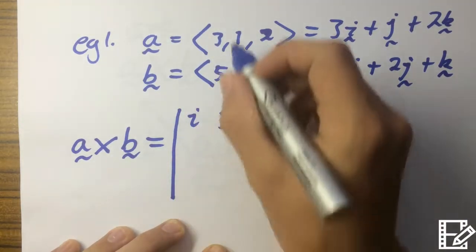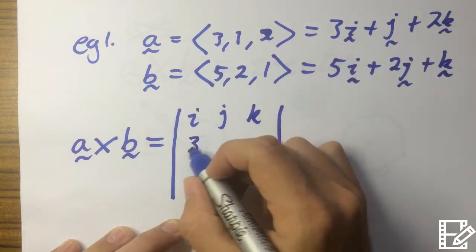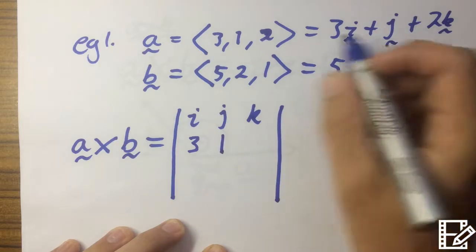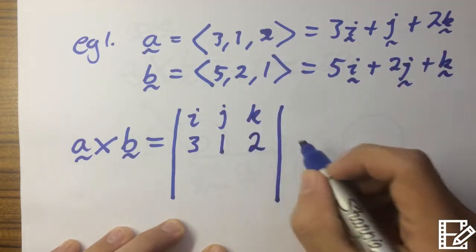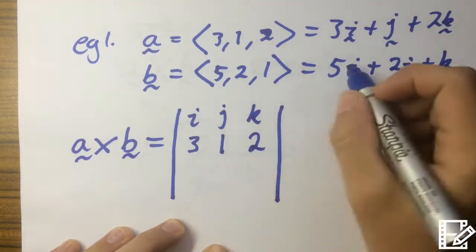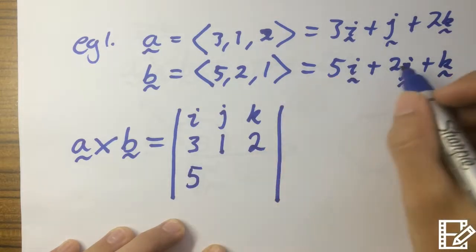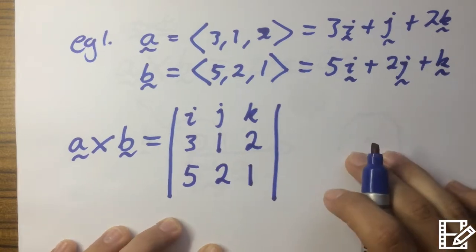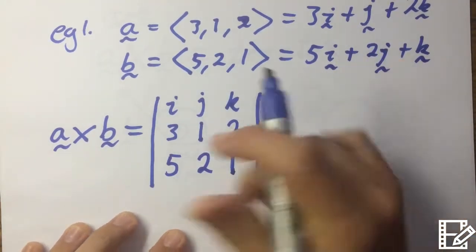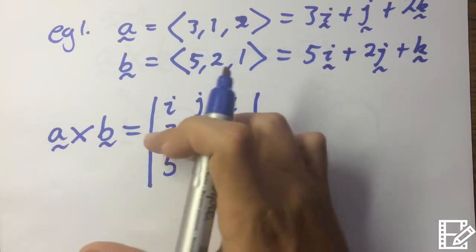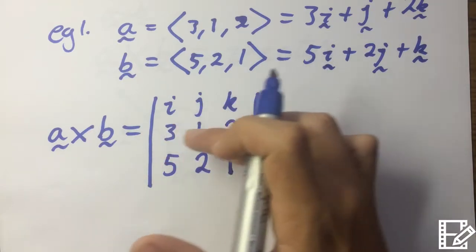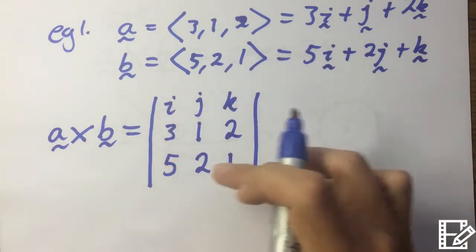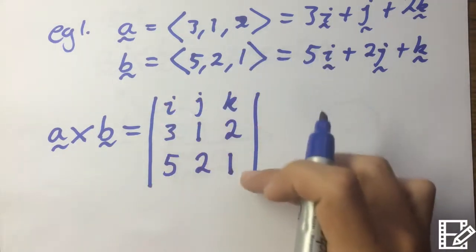So for A, the I component is 3, the J component is 1, and the K component is 2. And for B, the I component is 5, the J component is 2, and the K component is 1. So basically you have your I, J, K, and you line up your A vector with its components, and then you line up your B vector with its components.